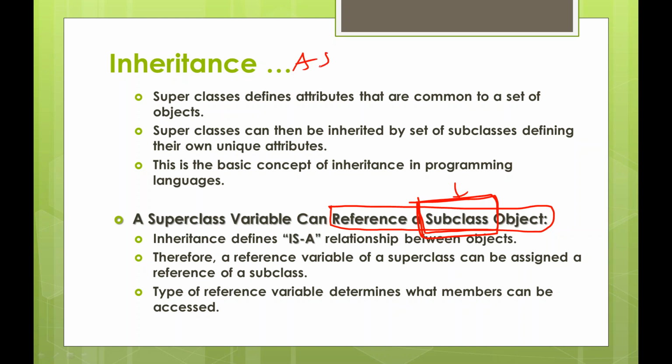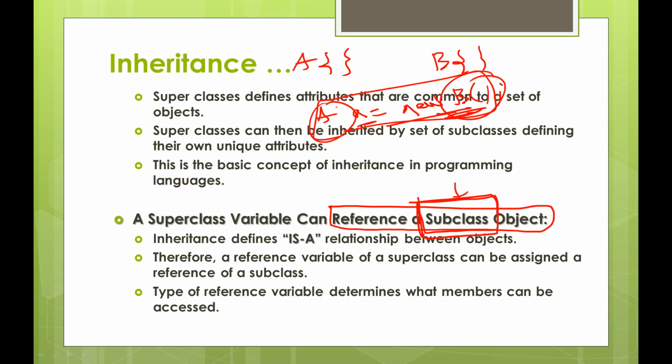Say for example, you have A and B classes, and they are totally independent. Then you cannot say A is equal to new B, where B is not at all a subclass of A. You cannot do it this way. If you want to do this, B must be a subclass of A.